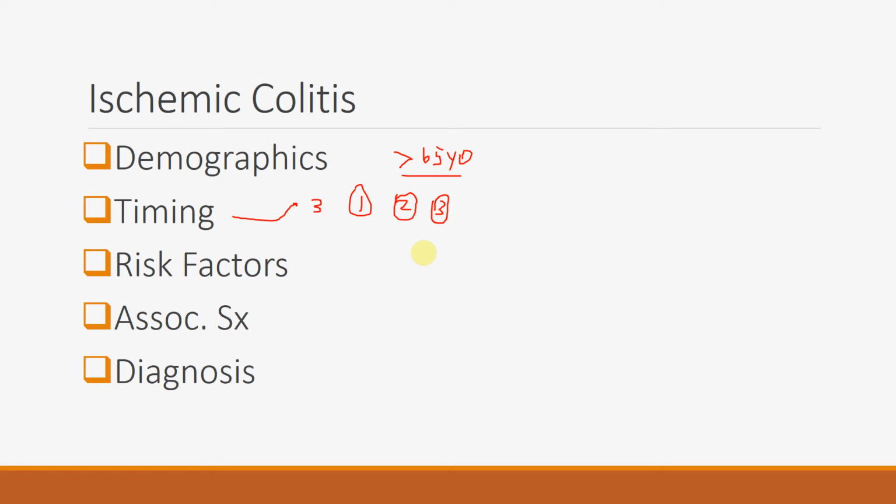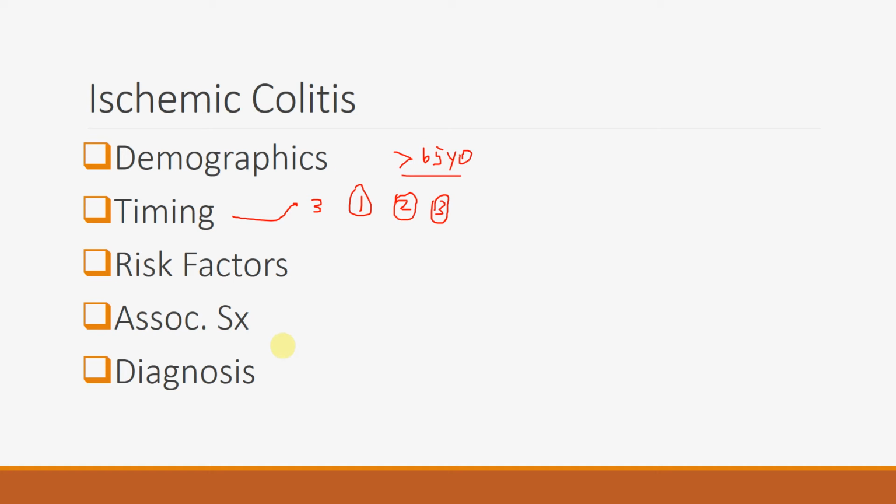So for instance, if you see a woman in her 30s or 40s who has ischemic colitis and none of the risk factors, none of the cardiovascular risk factors, really you want to send this person to a hematology oncologist and really get an extensive workup for a coagulation disorder, okay? Or a hypercoagulability disorder, I should say.